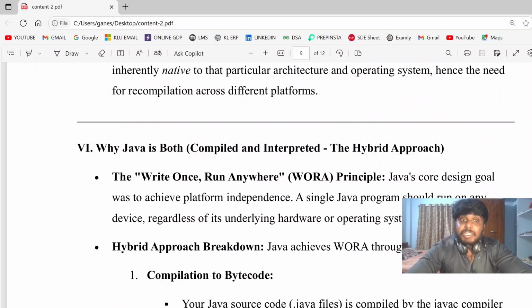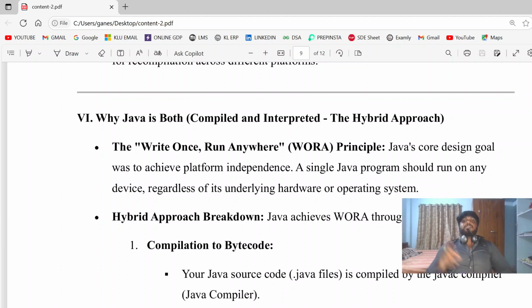So why is Java both? This is the point that we need to come to here.